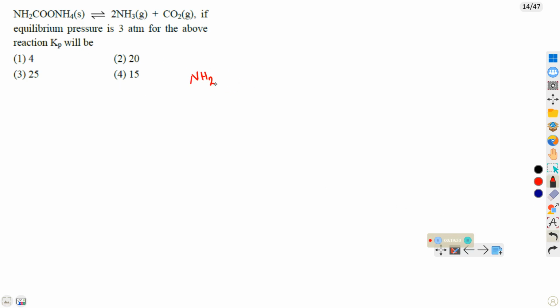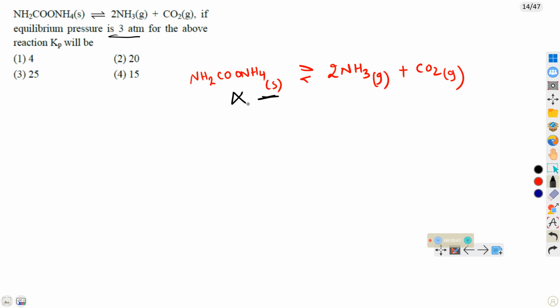NH2COONH4 solid gives rise to 2 moles of NH3 gas plus CO2 gas. If equilibrium pressure is 3 atmosphere, for the above reaction Kp will be? Given reactant is solid, so solid's pressure is unity, and at equilibrium 2p amount of NH3 is obtained, p amount of CO2 is obtained.